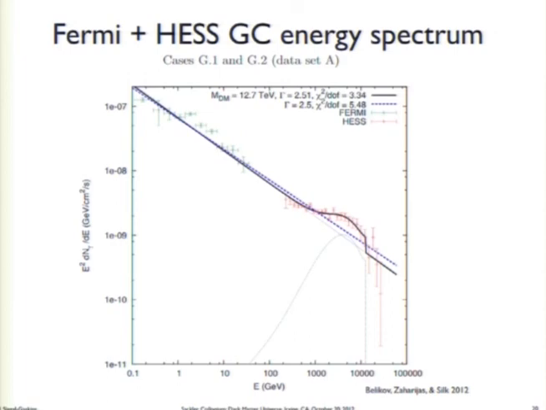So this is E squared dN/dE as a function of E. You see a nice power law here. We always want to fit a power law to an astrophysical source. But some interesting things were pointed out. In the Fermi data, you seem to see somewhat of an excess if you try to fit it with a power law at a few GeV.